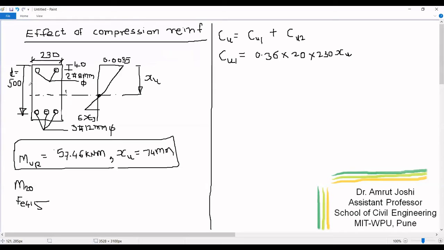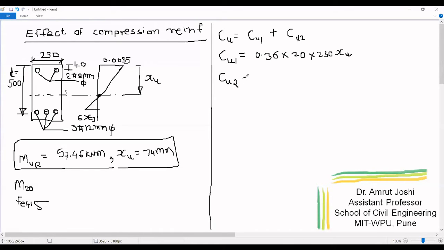Now you have to observe here that when we provide the compression steel, we have taken off the equal area of concrete. Therefore, this Cu1 provided by concrete is overestimated because we have to consider that some of the concrete portion has been removed to make space for compression steel. We will take care of that in Cu2. So what is the value of Cu2 that we will be writing?